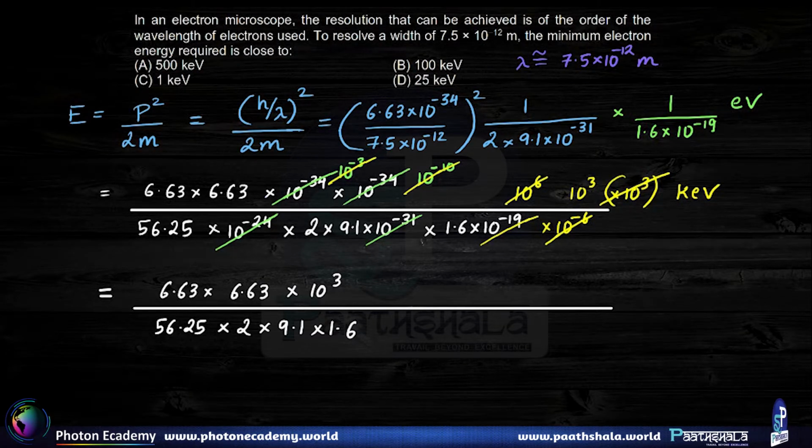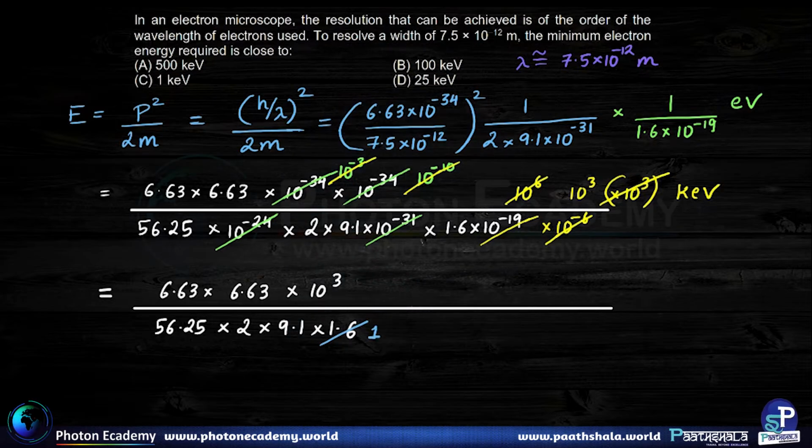Now here is where our agility of mathematics and our smartness in doing approximation comes into play. So this 1.6 goes as 1.6 into 1, and this is approximately 1.6 into 4, which is 6.4. So I can approximately write 4 over here.